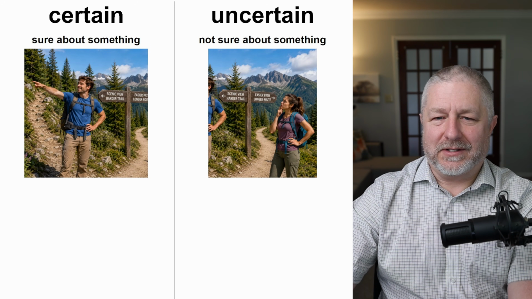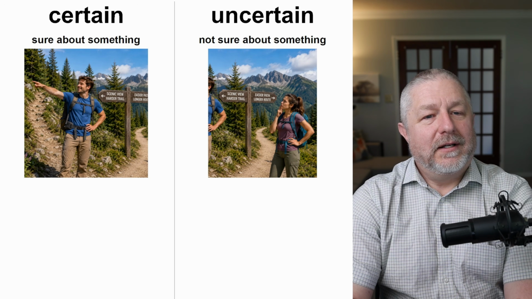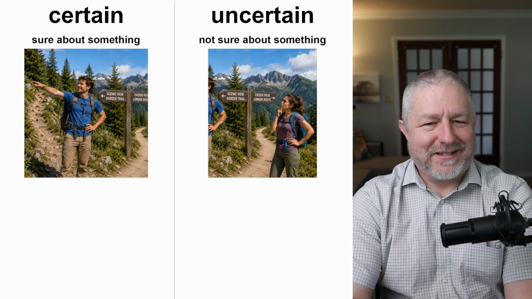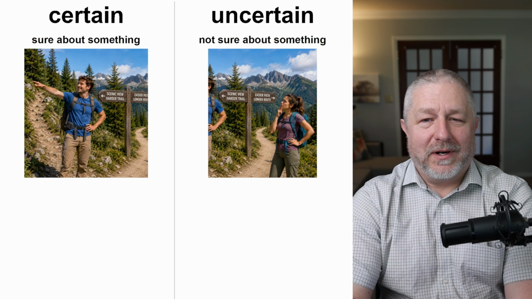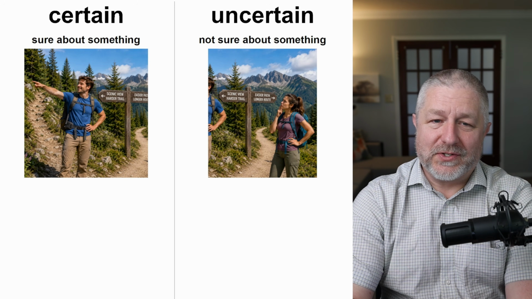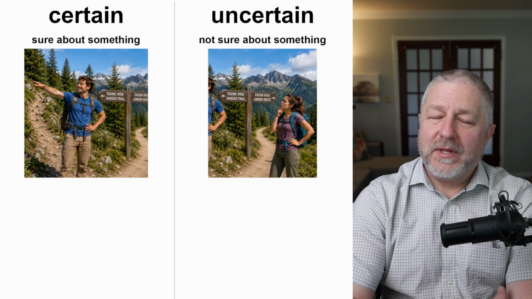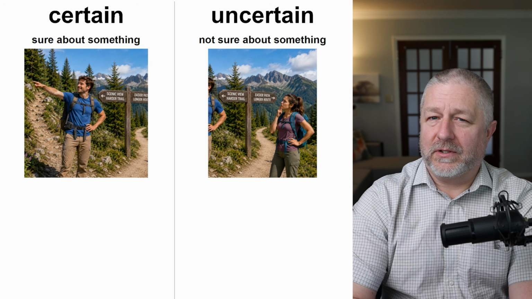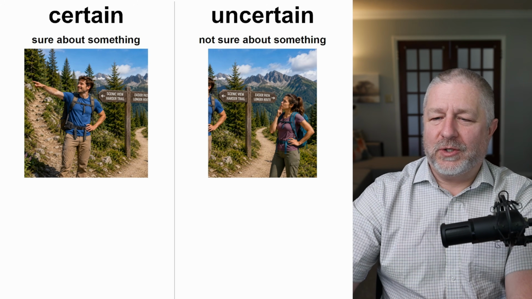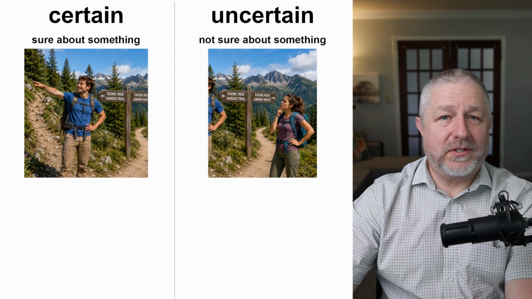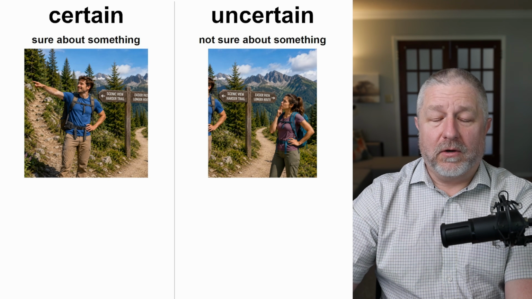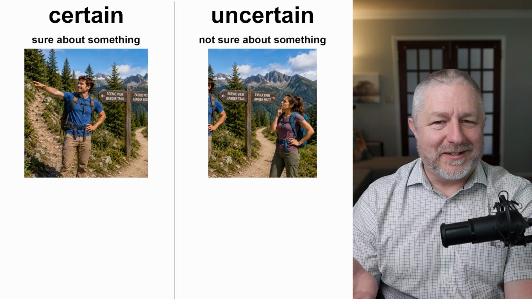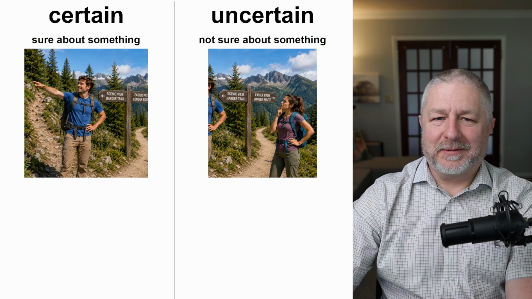Certain and uncertain. So I did get AI to make this photo. Certain is when you are sure about something. And I had it make a sign that says, scenic view, harder trail. And this guy under the word certain looks pretty positive. Uncertain though means you are not sure about something. And the lady in this picture looks uncertain. She's not sure she wants to do the harder trail. So when you are certain, you are sure about something. You know, I'm certain my name is Bob. It's not Bib. When you are uncertain about something, you're not sure about something.